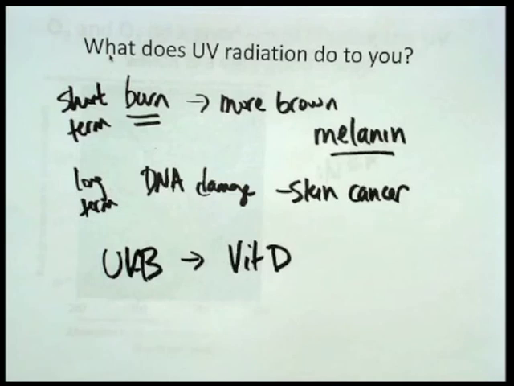All right. Okay, so that's what UV radiation does to you. It can burn your skin, it can brown your skin, it can eventually do DNA damage, which can lead to skin cancer, but at the same time, small amounts aren't so bad because it can produce some vitamin D.